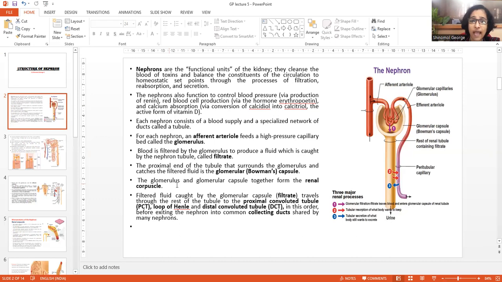The glomerulus and glomerular capsule together form the renal corpuscle, and the filtered fluid caught by the glomerular capsule travels to the rest of the tubule: the proximal convoluted tubule, loop of Henle, and distal convoluted tubule, in this order, before exiting the nephron into a collecting duct shared by many nephrons.